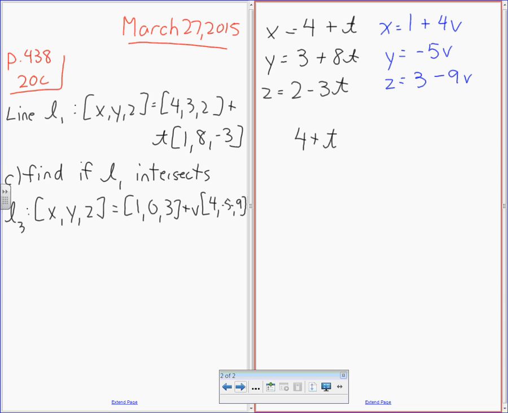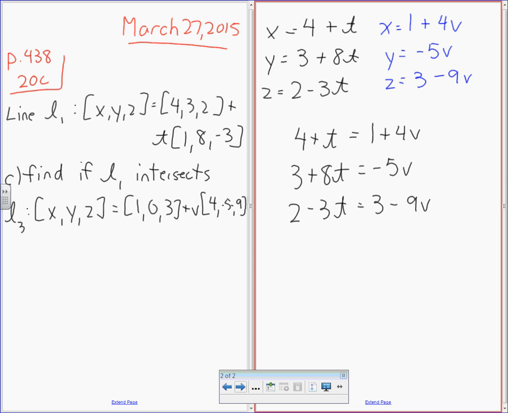Okay. So we're going to end up with 4 minus t equals 1 plus 4v. 3 plus 8t equals negative 5v. And 2 minus 3t equals 3 minus 9v. So we actually have 3 equations and 2 unknowns, which is nice. Okay, back row, you've been too silent for too long. We're going to do some substitution here right now.